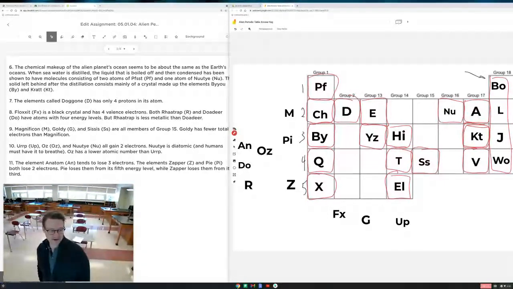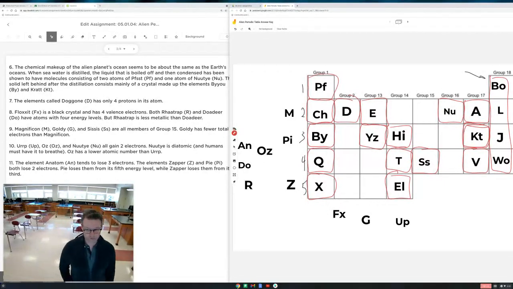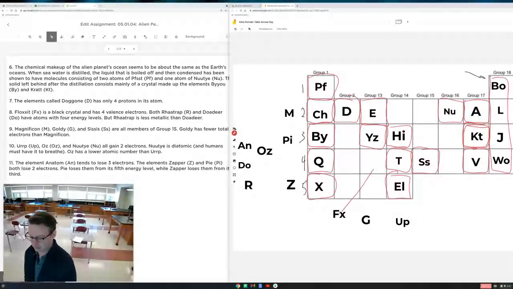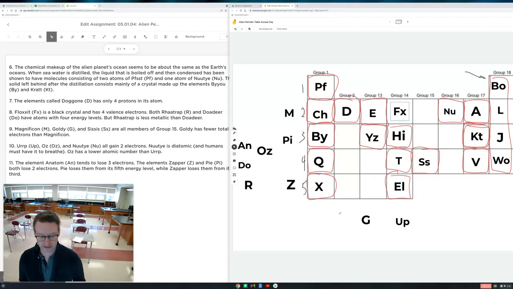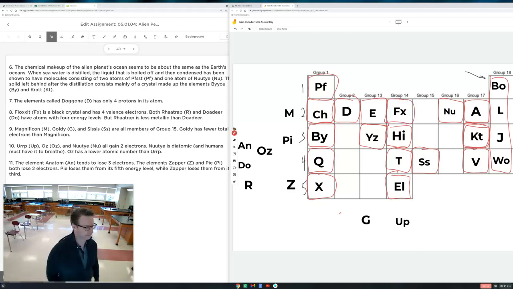Floxit FX is a black crystal with 4 protons. 4 protons means group 14. There's only one spot left in group 14. Oops. And that is the very first one, which is the place where carbon would go. Carbon is a black crystal. So there we go. That's all set.